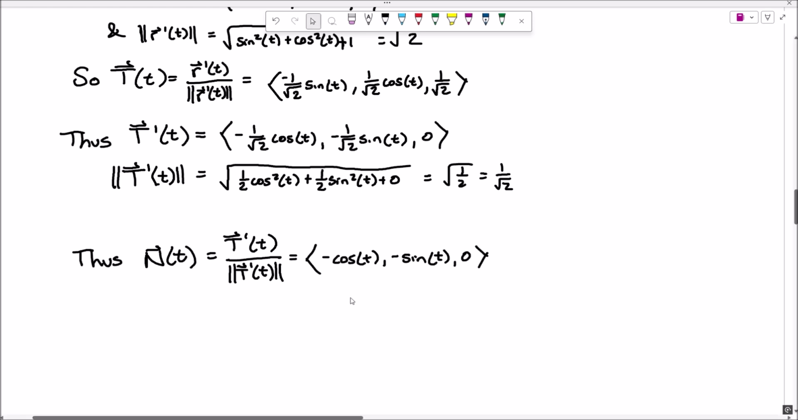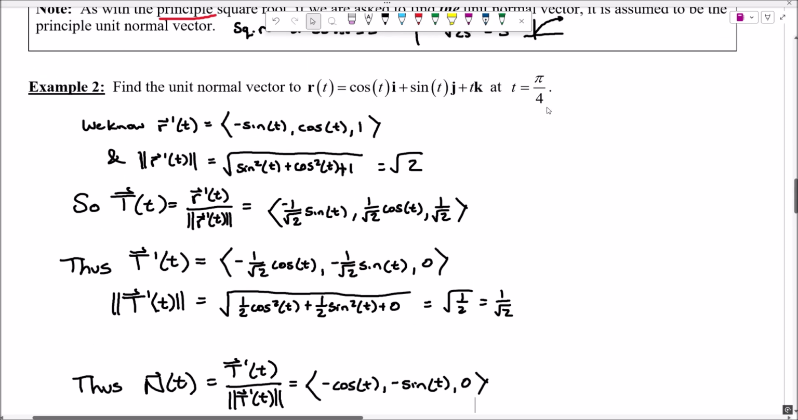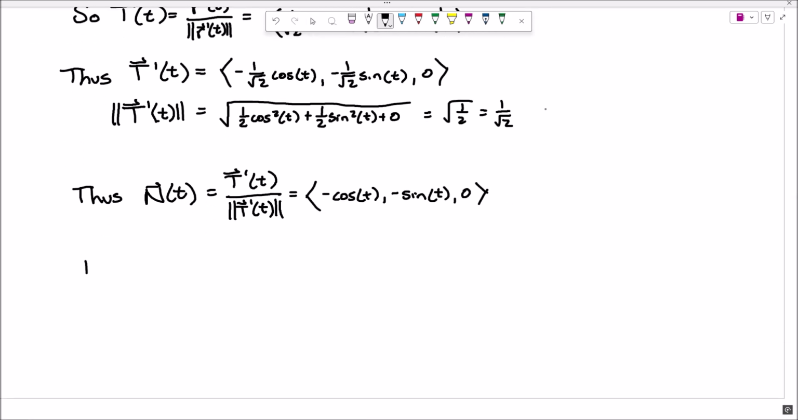Now, the point of this question wasn't actually to find N of t, but specifically to find N at the point pi over 4. So I can say that N evaluated at pi over 4 is equal to, well, the cosine of pi over 4 gives me a square root of 2 over 2. The sine is also going to give me a square root of 2 over 2. And I'm going to end up with a 0. And so I end up with this vector at the end. So I have actually computed my unit normal vector.